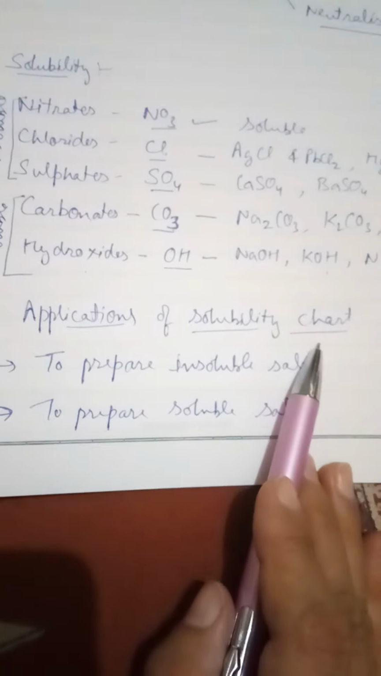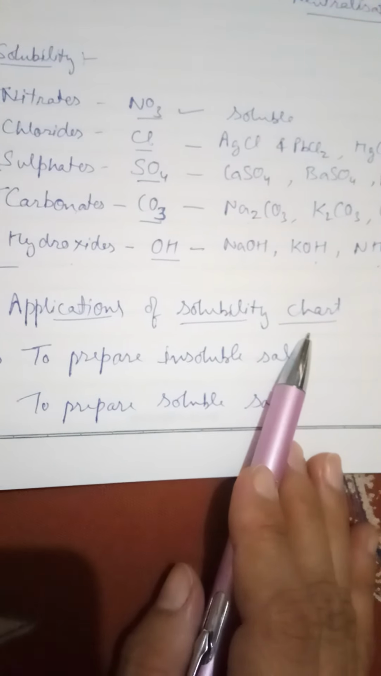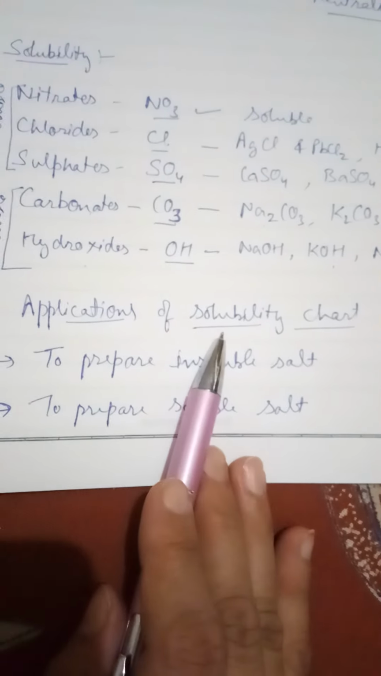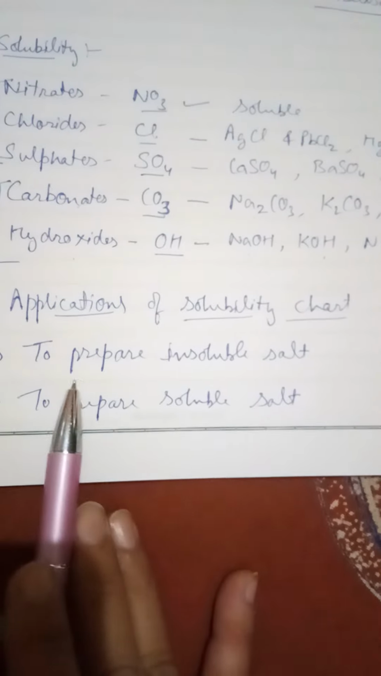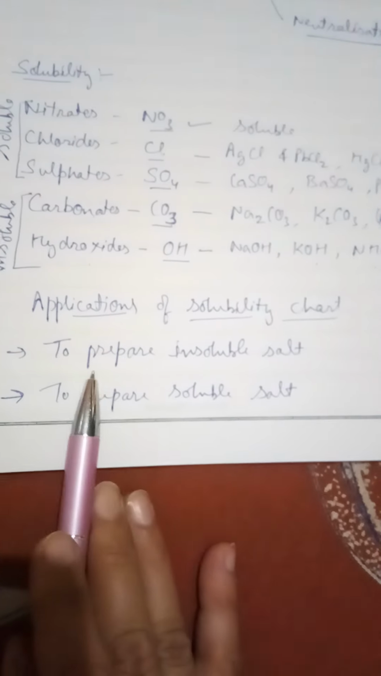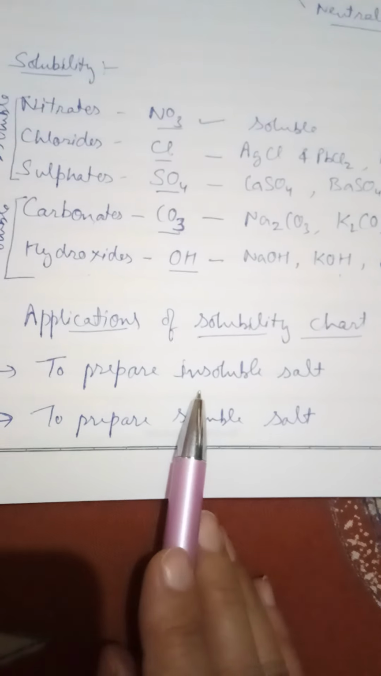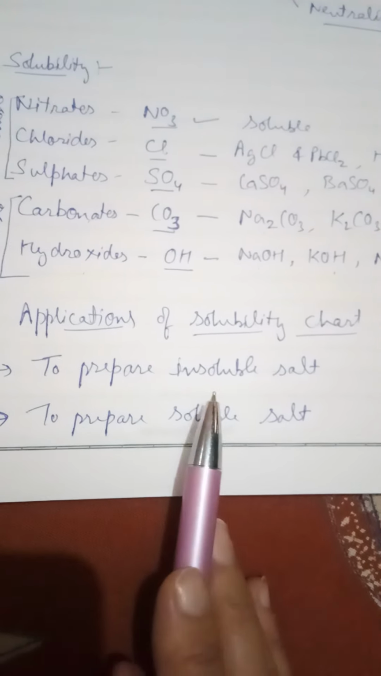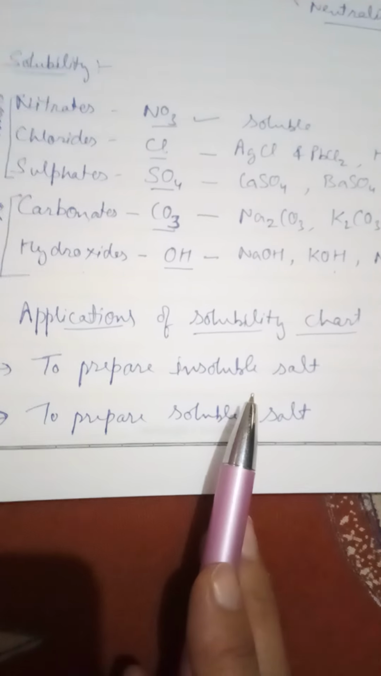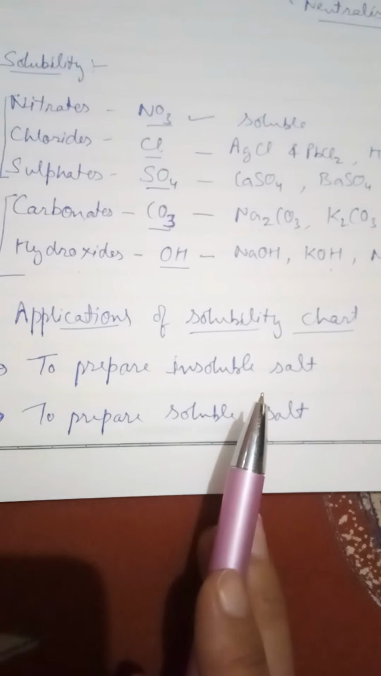Applications of the solubility chart: we can learn so many things with the help of the solubility chart. We can use this property to prepare insoluble and soluble salts. As we know which one is soluble and which one is insoluble, it will help us to select the type of reactants by which we can prepare the products.